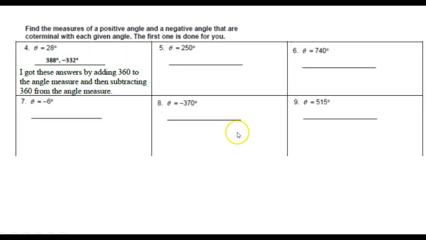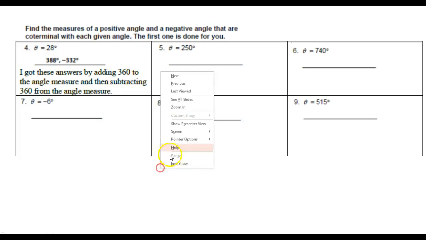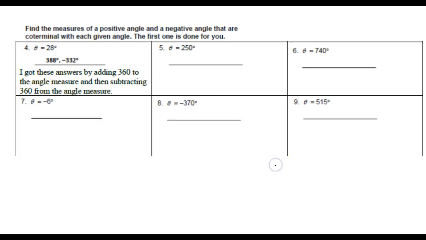Alright, let's move on to some more where we're not asked to do a picture, but we're asked to just find a positive and negative angle for each. And remember we talked about this, we can either add or subtract. So on each one of these, I'm going to change it to a different color. If it's a positive coterminal angle, we'll add 360 to that angle. If it's a negative coterminal angle, we'll subtract 360. So go ahead and work out each one of these and try these out.